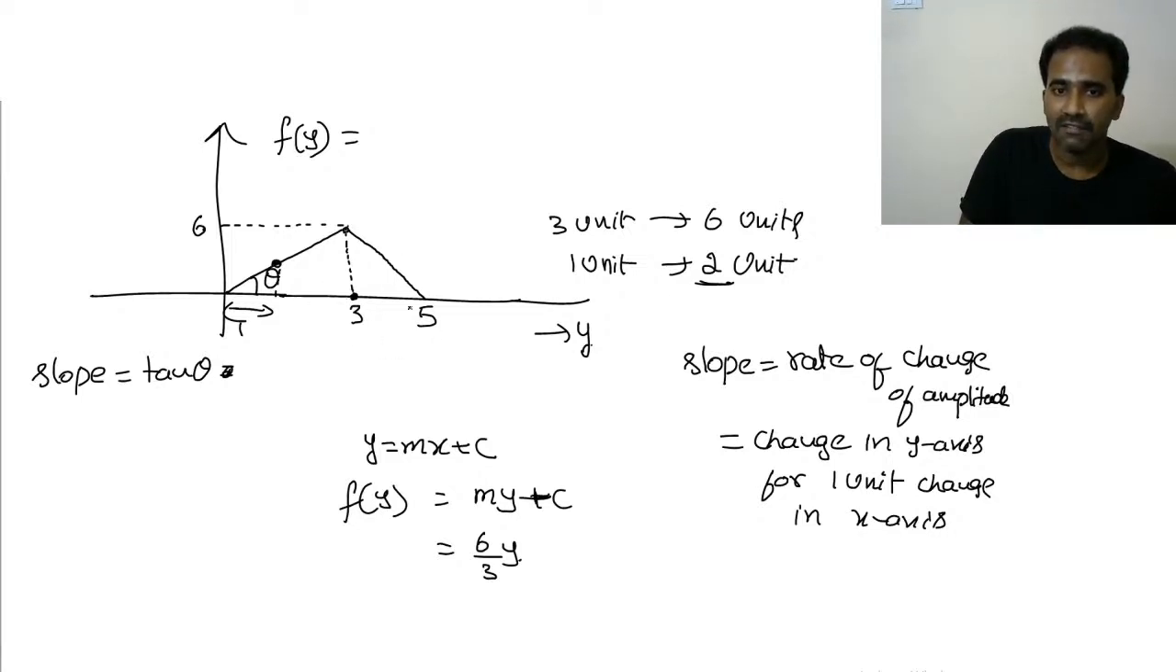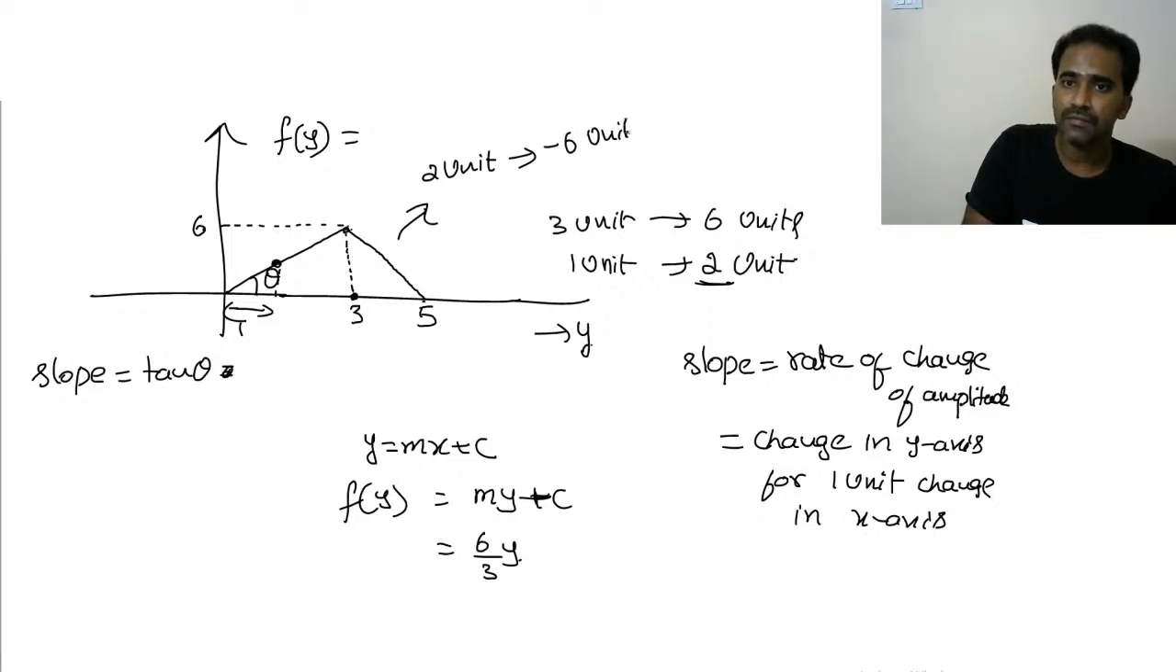Next, similarly, 3 to 5, what is happening? In 2 units, what is happening to the amplitude? From 6, it has gone to 0. How much is the change? Change means always final minus initial. What is the final value? 0. Initial value is 6. So change is what? Minus 6 units.